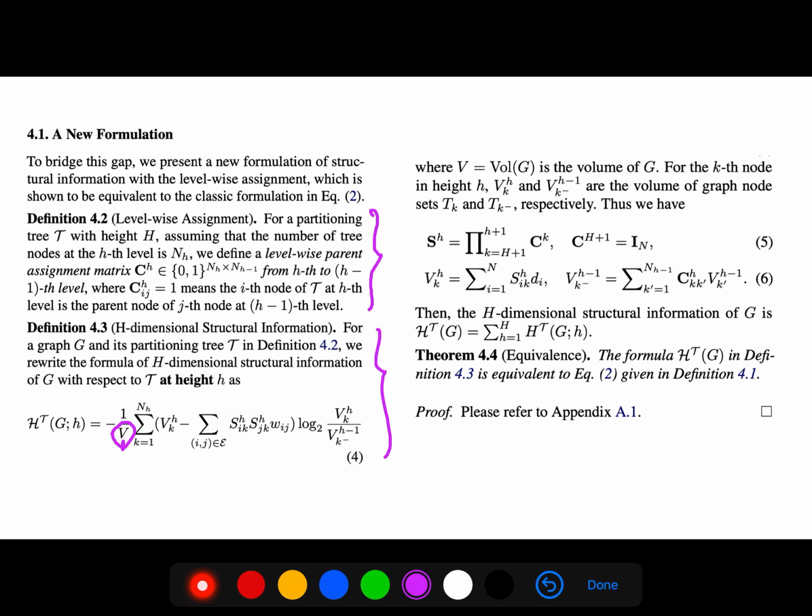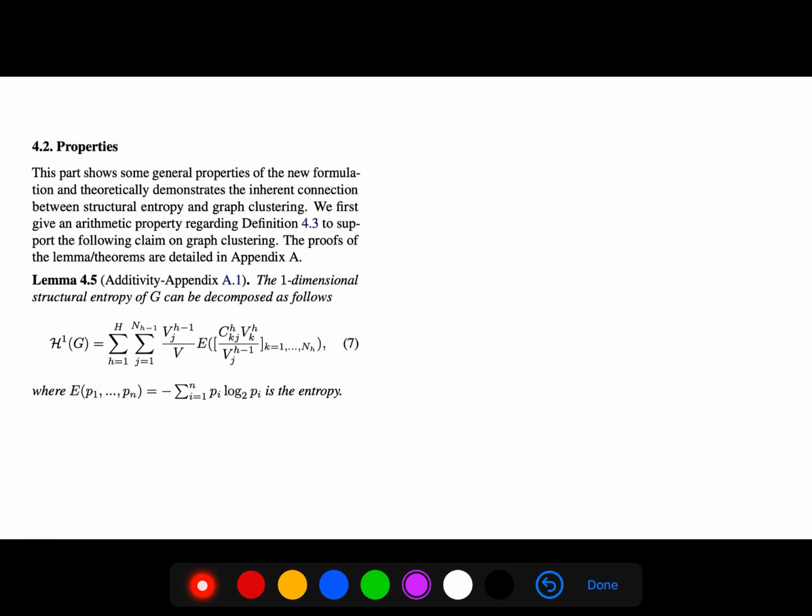And for graph node sets T sub k and T sub k minus, we have the corresponding k-th node h. We have these volumes of graph nodes. And then they have a theorem that says this formula for H of T is equivalent to the definition 4.1. So they are equivalent. But what are the properties of them? First, additivity, which is proved in the appendix of this paper. The one-dimensional structural entropy can be decomposed. So it is additive. It can be decomposed like this.